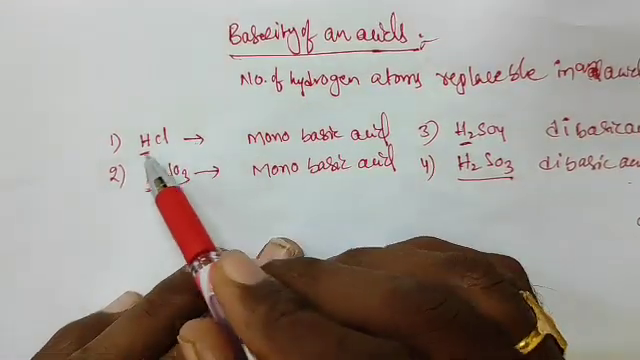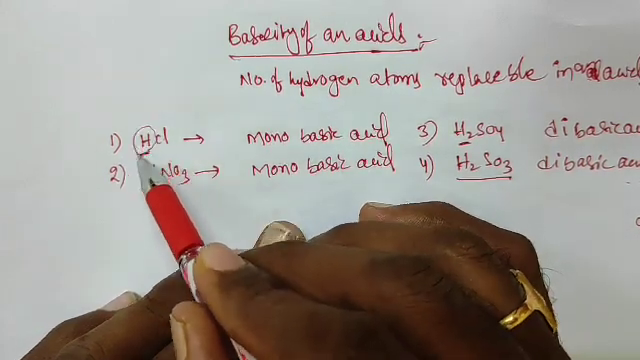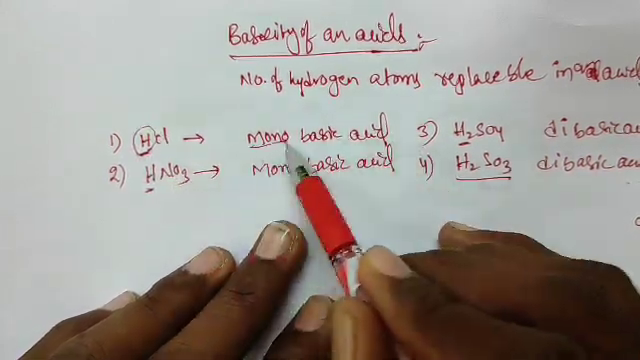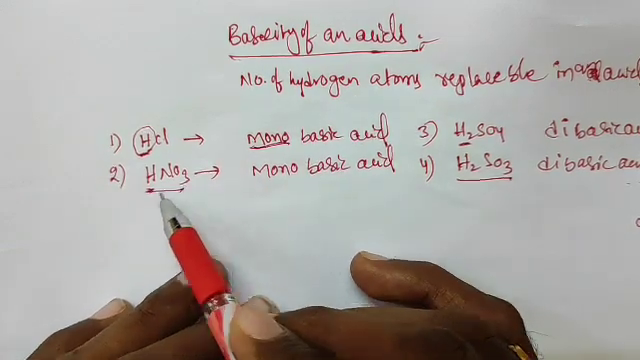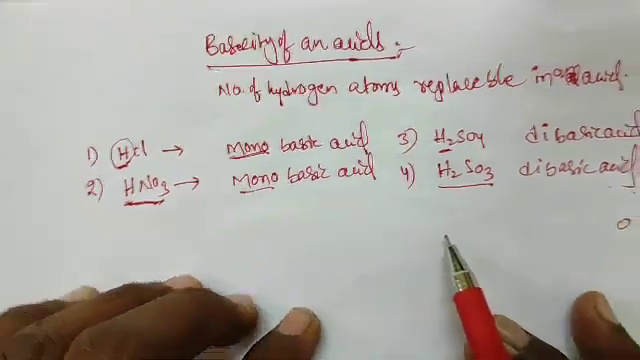Take HCl as an example. This is a monobasic acid because there is only one replaceable hydrogen. Mono means one. Similarly, take HNO3. There is only one hydrogen, so this is also a monobasic acid.